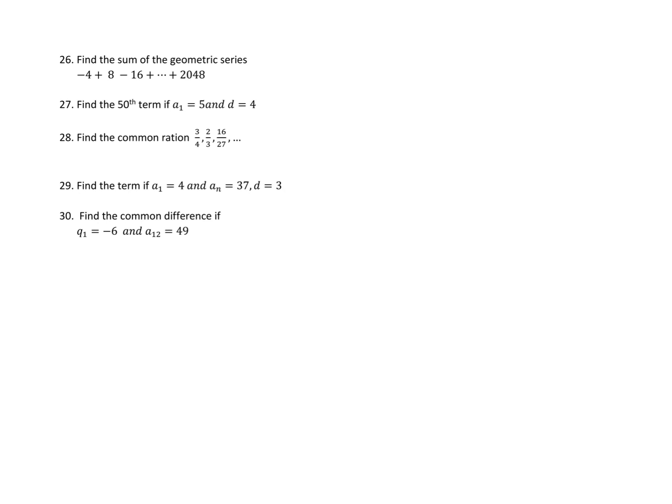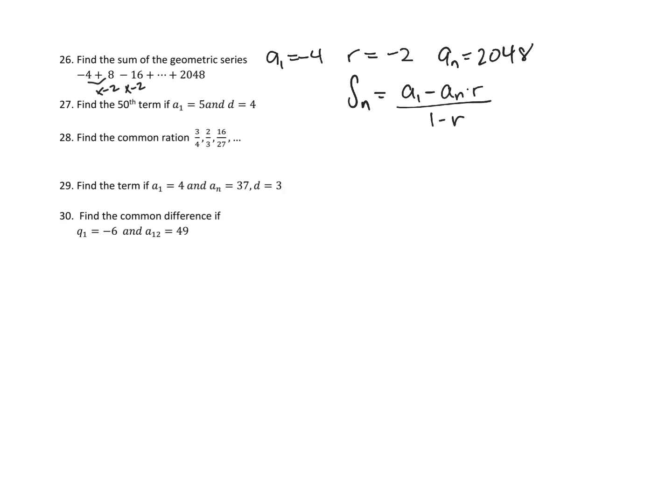Okay, number 26, find the sum of the geometric series. If A1 is negative 4, R is negative 2, so we're timesing by negative 2, times by negative 2, and we're given AN, 2048. So our sum formula is A1 minus AN times R, over 1 minus R. And we're going to plug in what we know. Because we don't know n, we're going to use this formula. We know an. Negative 4 minus 2048 times R, which is negative 2, over 1 minus negative 2.